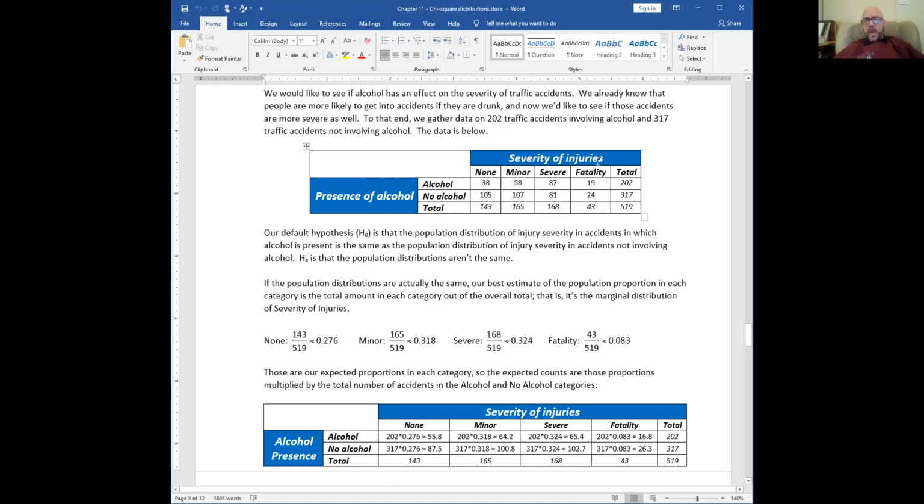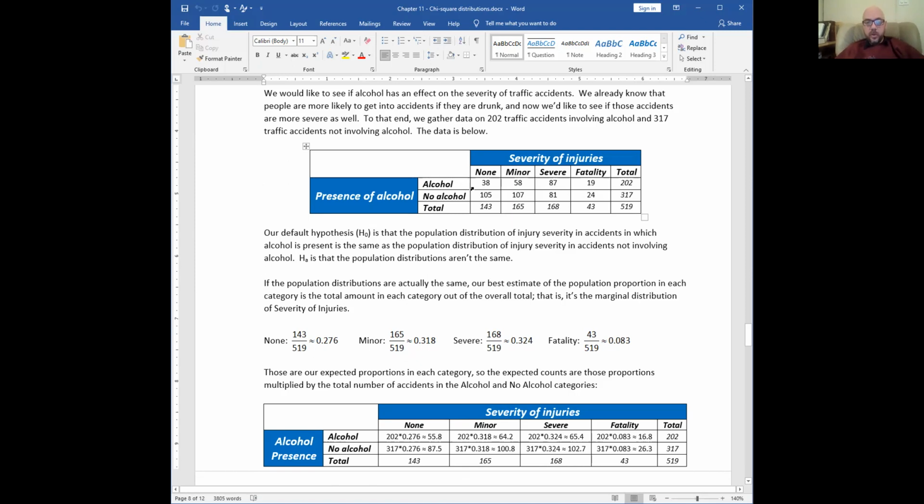And so we're rating the severity of injuries in the following way: no injuries, minor injuries, severe injuries, or one or more fatalities. And we want to know, so essentially we already know that alcohol causes more accidents. Now what we want to ask is, are those accidents more severe? Like, is the severity of accidents different in those involving alcohol and those not involving alcohol?